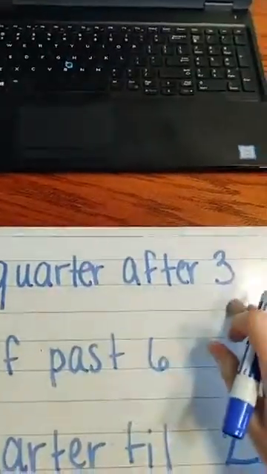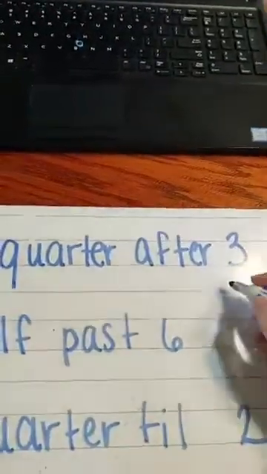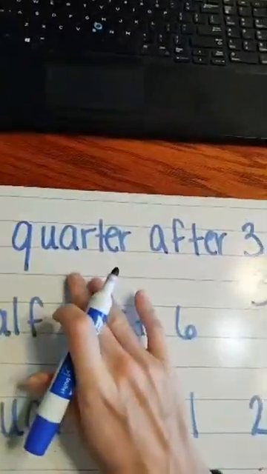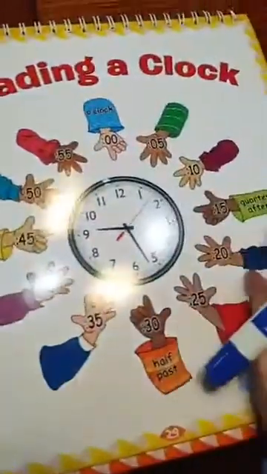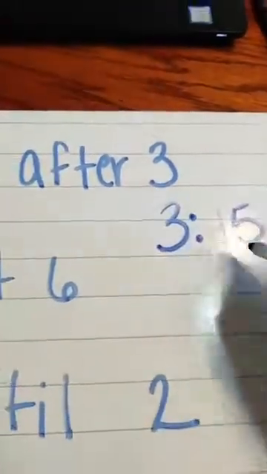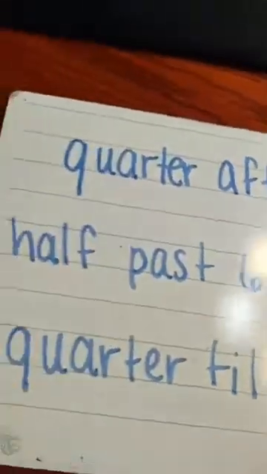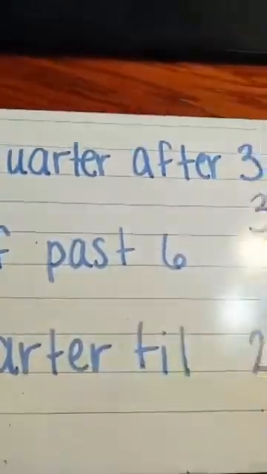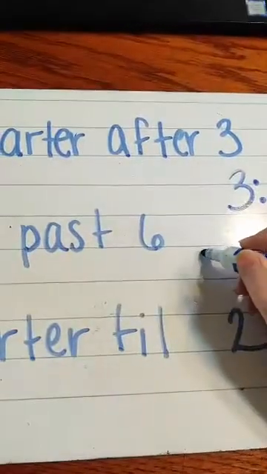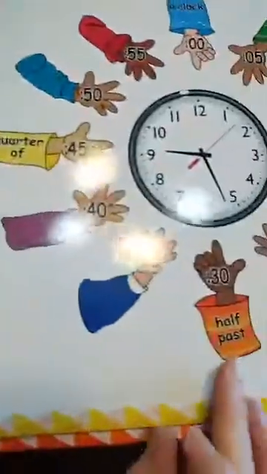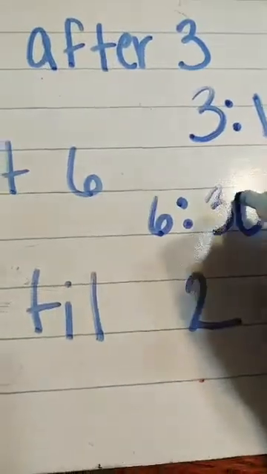Quarter after 3. What's our hour? You've got it. Our hour is 3. And what did we say the minutes were for a quarter after? Let's go back to our clock. Quarter after is 15. So our time is 3:15 for a quarter after 3. Okay, half past 6, or 6:30. Hour? You got it. It's 6. And how many minutes was half past? You got it. It was 30. So our time is 6:30.